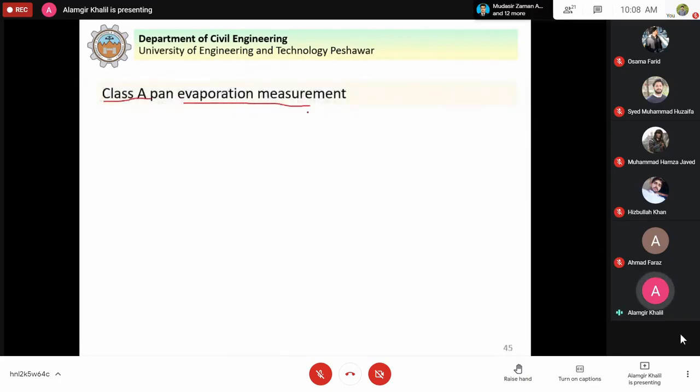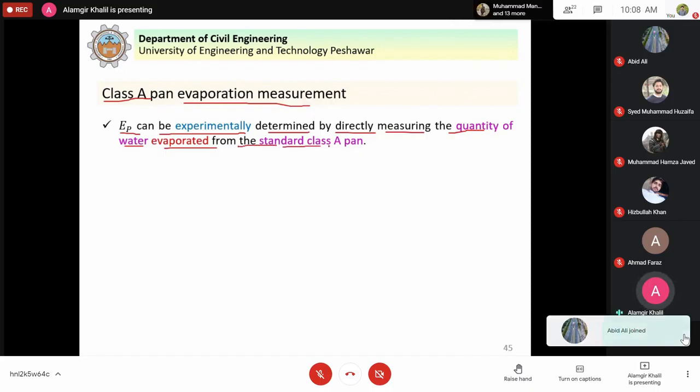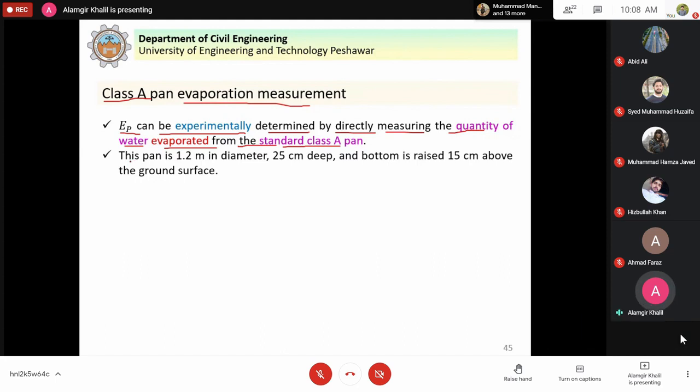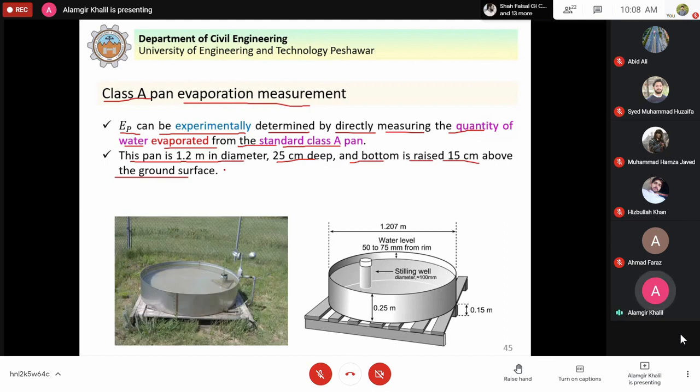Class A pan evaporation measurement. This EP can be experimentally determined by directly measuring the quantity of water evaporated from the standard class A pan. The standard class A pan is 1.2 meter in diameter, 25 centimeter deep, and the bottom is raised 15 centimeter above the ground surface. You might have studied this in hydrology also. It is raised in order to avoid any effect of the conduction of the ground on this pan.